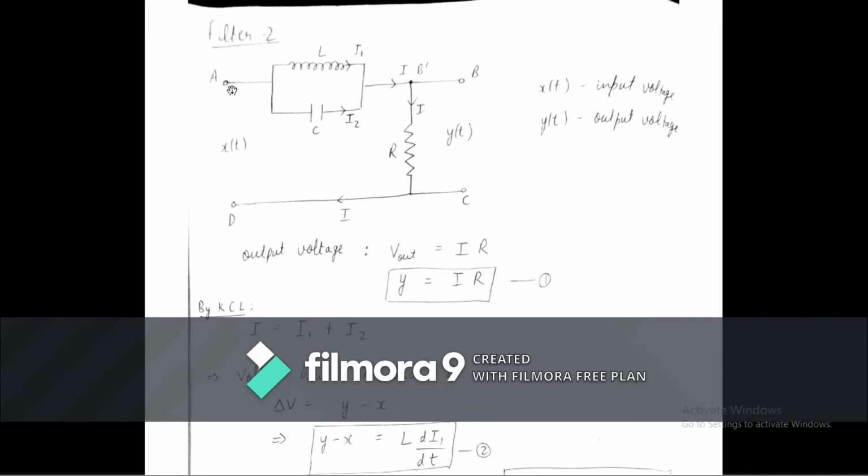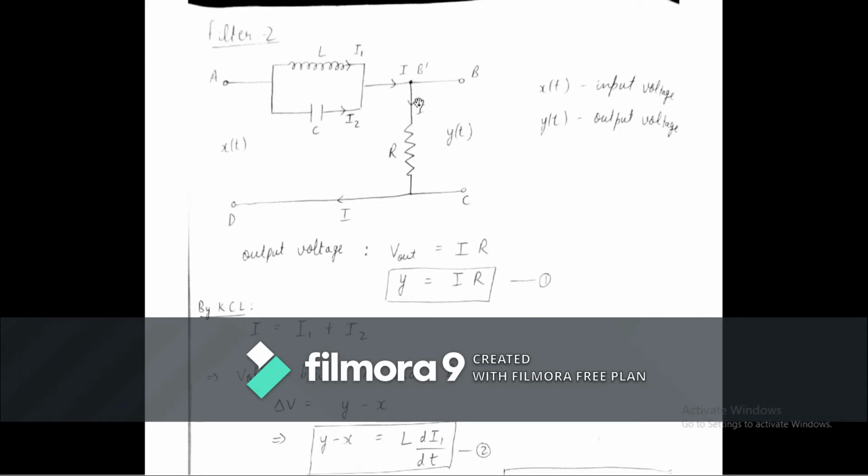As you can see in this figure, L and C are in parallel, and we are taking the output at the B dash node, across the resistor R. The input we gave is x of t, the current passing through the inductor is I1, the current passing through the capacitor is I2, and the total current in the circuit is I.